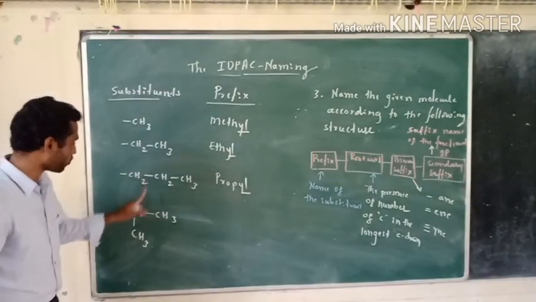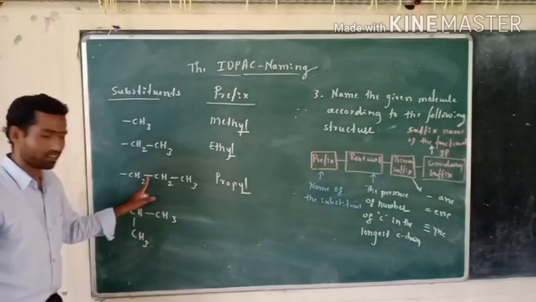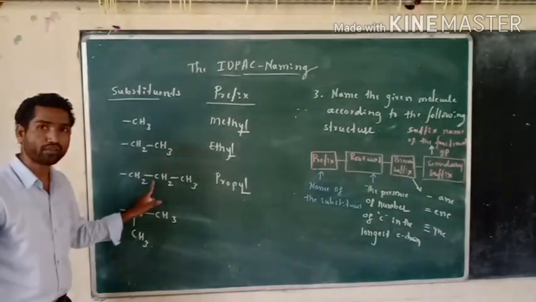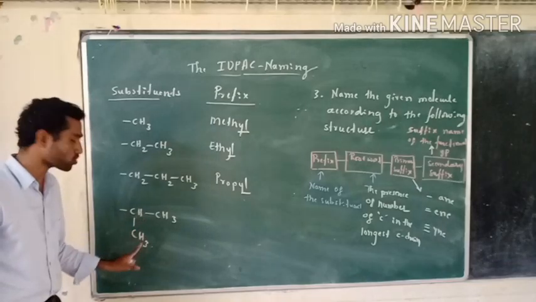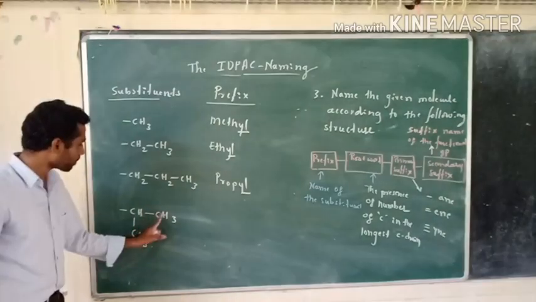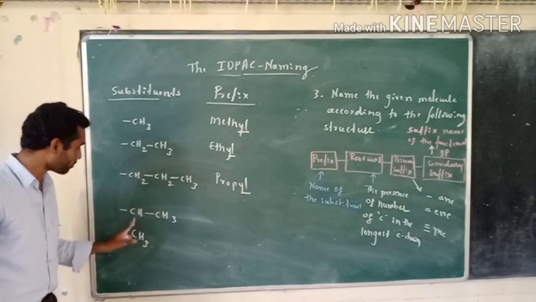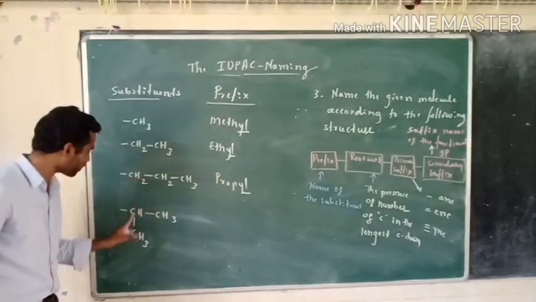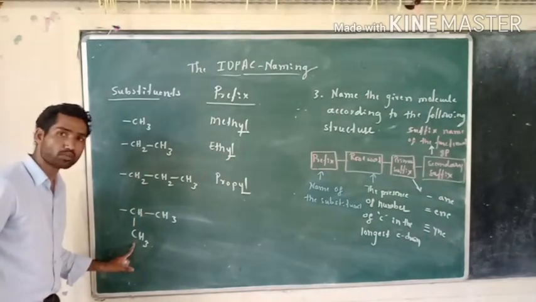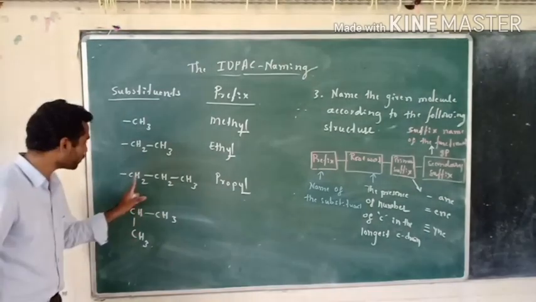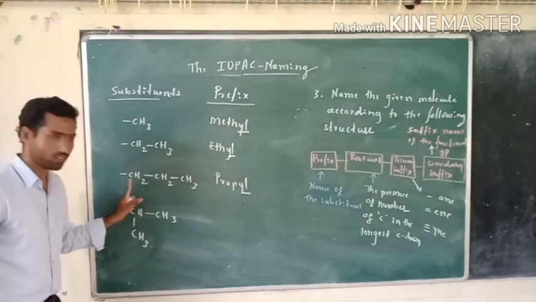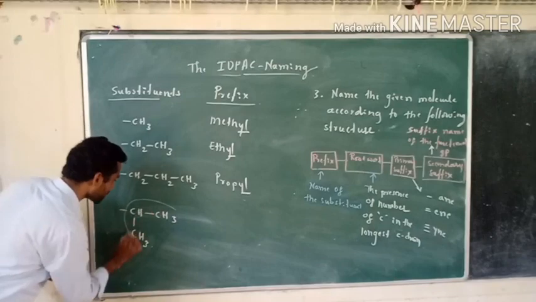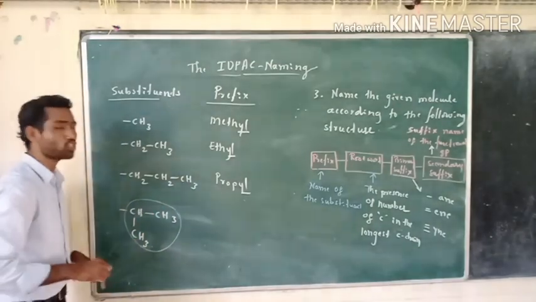So just observe these two molecules. This is also having 3 carbons. This substituent is also having 3 carbons, but the last carbon is attached to the first one. Last methyl group is attached to the first carbon. So number of carbons, number of hydrogens are all identical with this substituent. So this is also propyl group. But this type of groups are known as iso group.